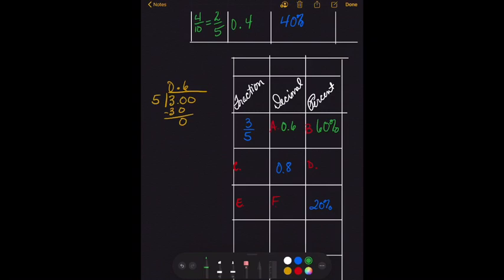0.8 as a fraction would be 8/10. 8 and 10 are both even, so we know they can both be divided by 2. So when we reduce it, it becomes 4/5. And then we multiply 0.8 by 100, and we get 80%. 0.8 is pretty close to 1, isn't it?